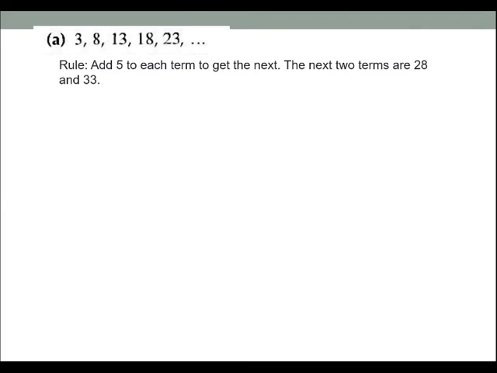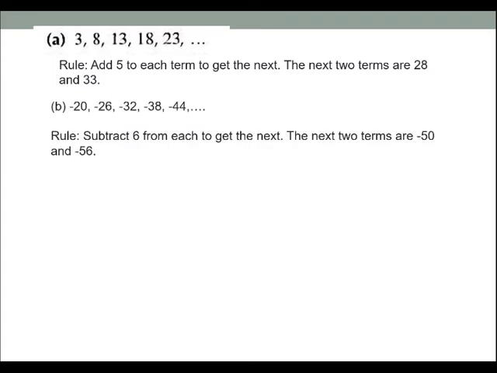The first question is 3, 8, 13, 18 and 23. We have to write the sequence rule and the next two values. What rule will you find? Here the rule is add 5 to each term to get the next term. The next two terms are 28 and 33. 23 plus 5 you will get 28, and 28 plus 5 you will get 33.